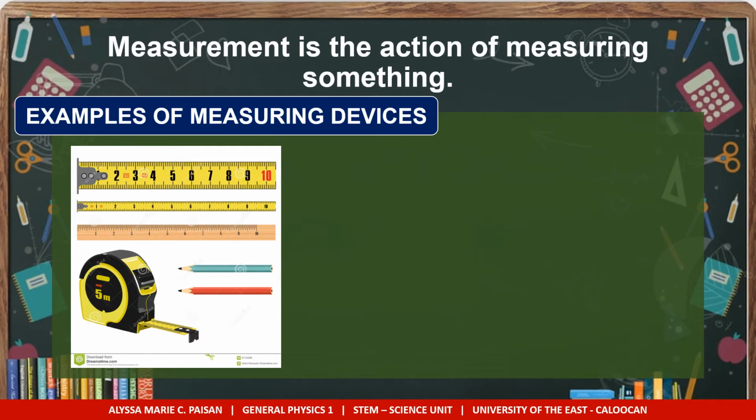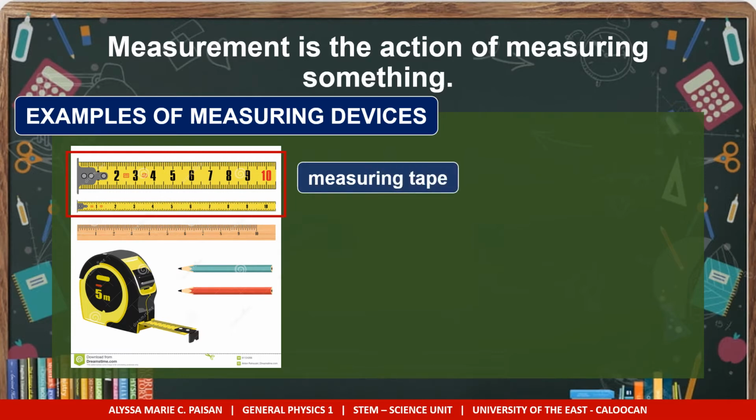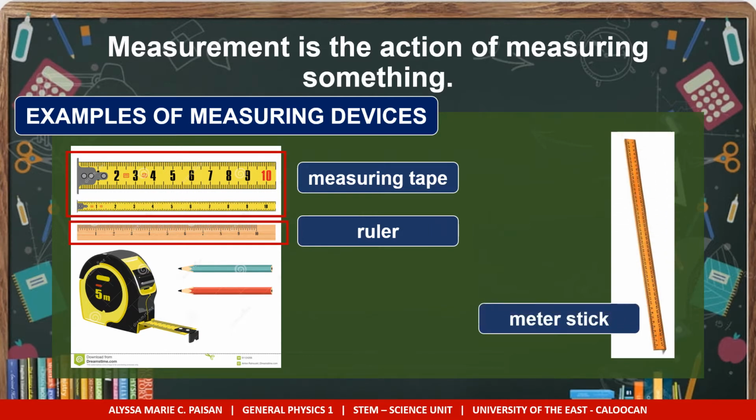Here are the examples of measuring devices. We have the measuring tape, the ruler, and the meter stick. Usually, the longest among them will be the measuring tape, which goes from 1 meter and can even measure a kilometer, if I'm not mistaken. And then the next one, if you want a shorter measuring device, we can use meter stick, and then we can also use ruler for measurements that we do on paper.